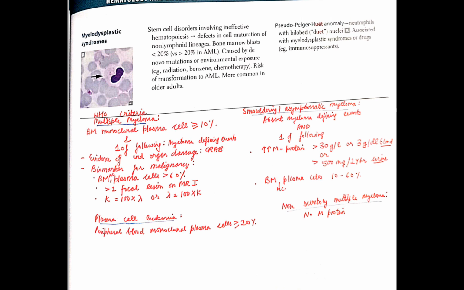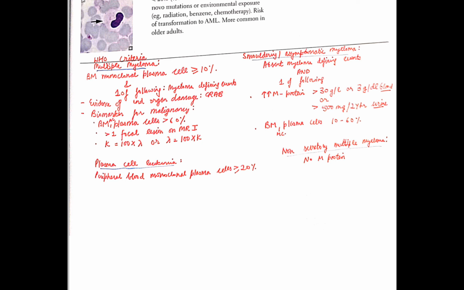Then, smoldering or asymptomatic. Smoldering or asymptomatic means here the myeloma defining events, that is the CRAB criteria, is absent, and either one of the following should be there.